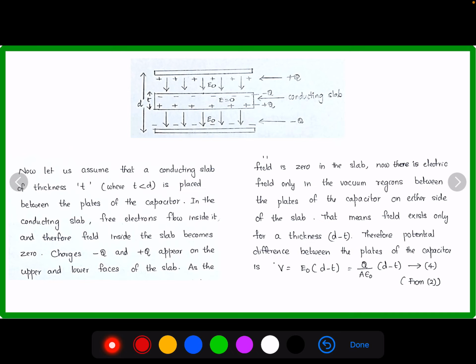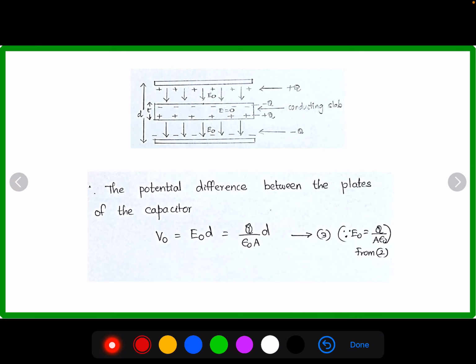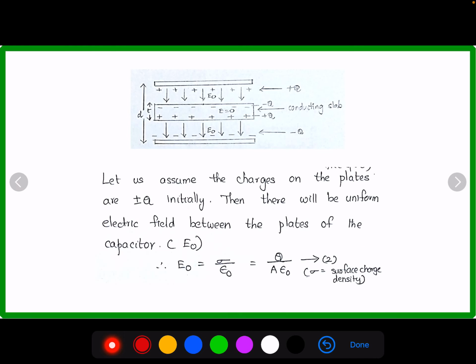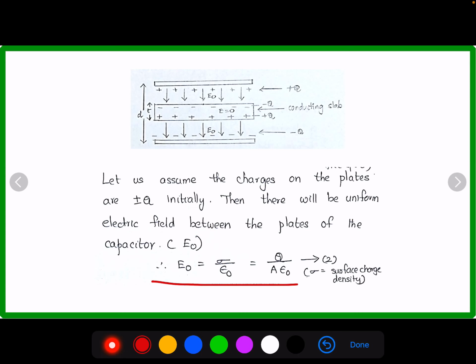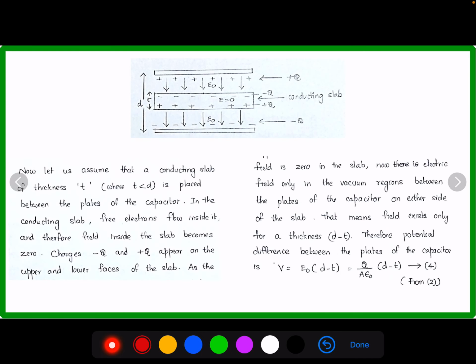That is from equation 2. Equation 2 means this is equation 2. From this equation 2, you know E naught is equal to Q by A epsilon naught. Therefore, here you substitute that E naught as Q by A epsilon naught, then you will get V is equal to Q by A epsilon naught into D minus T. Let it be equation number 4.